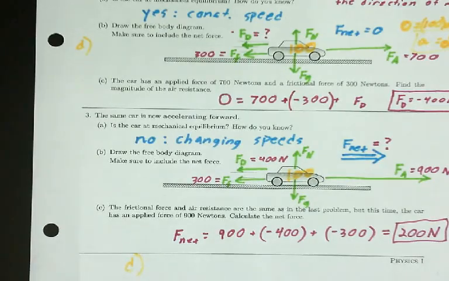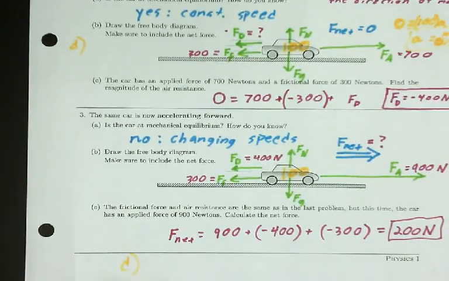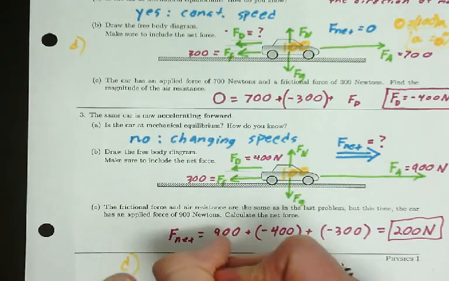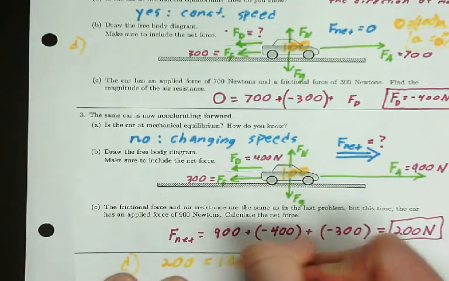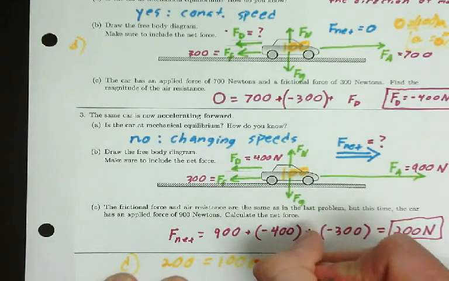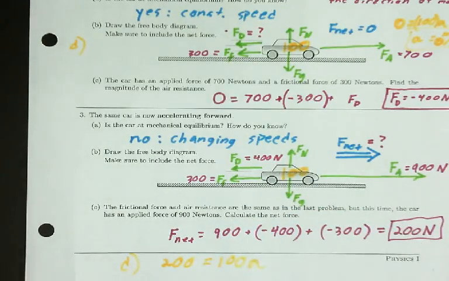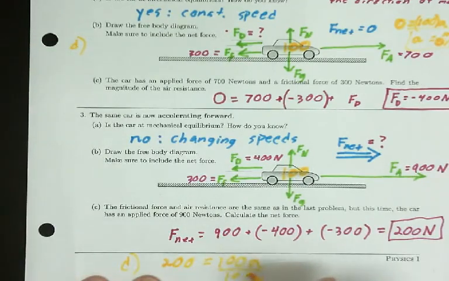Huh? Oh, 20. Close. So how would I solve this? So F net equals ma. So 200 is the net force. Mass is 100. Solve for A. What would you do, Peyton? Yeah. So I know. That's why I said 20. I know.